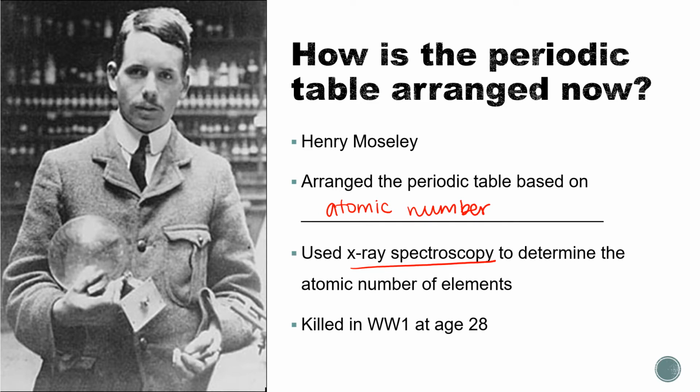And what's really amazing is that Henry Moseley joined the British Army in World War I, and he was actually killed at the age of 28, which is super young. And so we always question, what could Moseley have contributed to science had he lived longer? Because right now he is the one who's attributed with having arranged our periodic table the way we still continue to use it to this day.